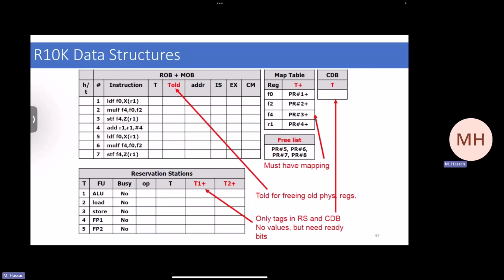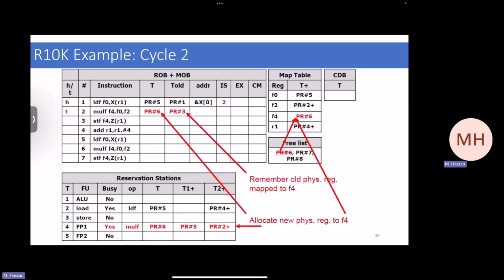The old mapping of F0 was BR1, which means any instruction before the load that was going to write or read from F0 is going to be using BR1. While the result of the load is going to be written to physical register 5. And in my mapping, I'm updating F0 to be physical register 5 and removing physical register 5 from the free list. Good.